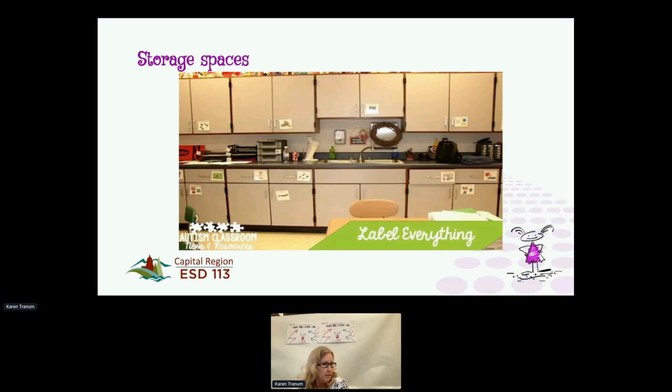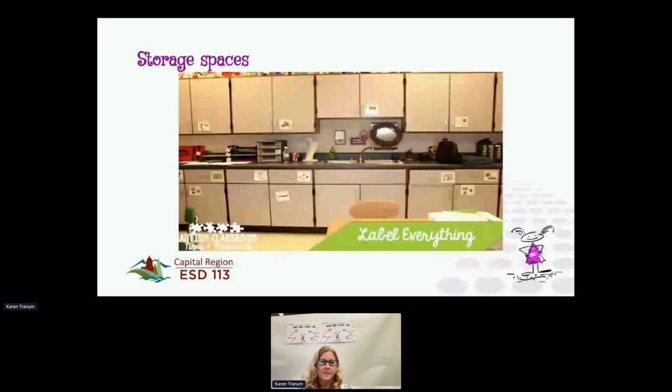Maybe put what's in there and why you don't want them to touch. Cleaning supplies, with a little arrow or a little do not touch. But that unknown just drives a lot of students on the spectrum crazy. So when you see someone opening and shutting cabinets, it can be easily fixed if they know what's behind there.